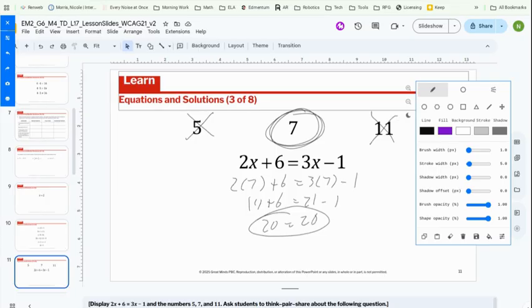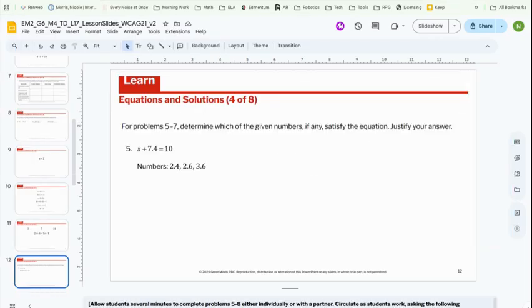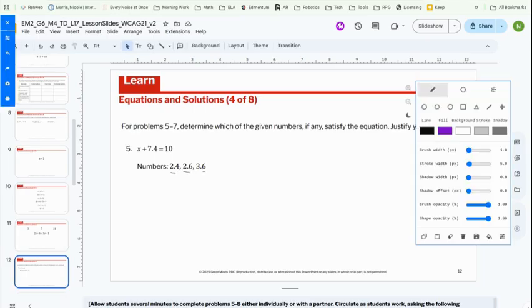So that's where we're combining true sentences with our variables. We want to find which number makes it true. And then they'll have you try a couple, like in this one, they'll be like, hey, try all these numbers, see which one is right.